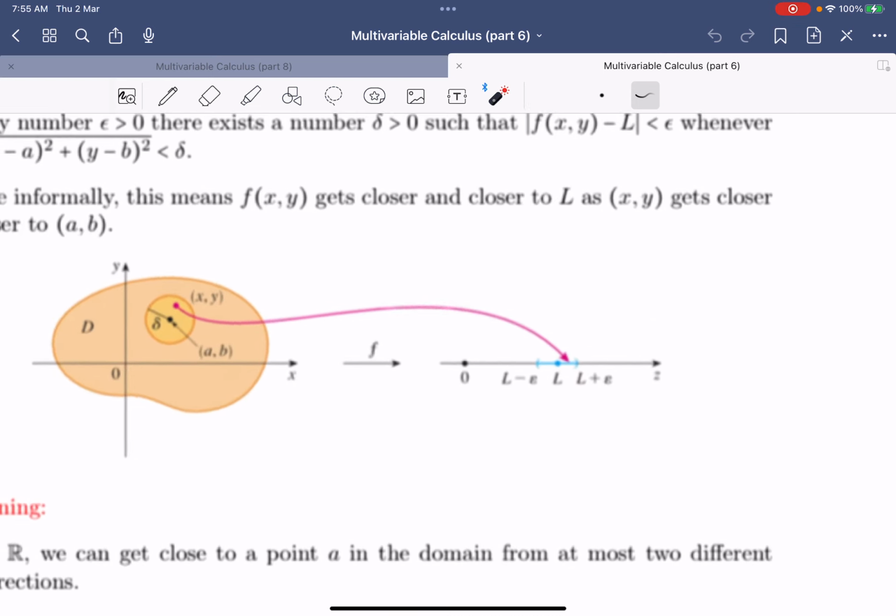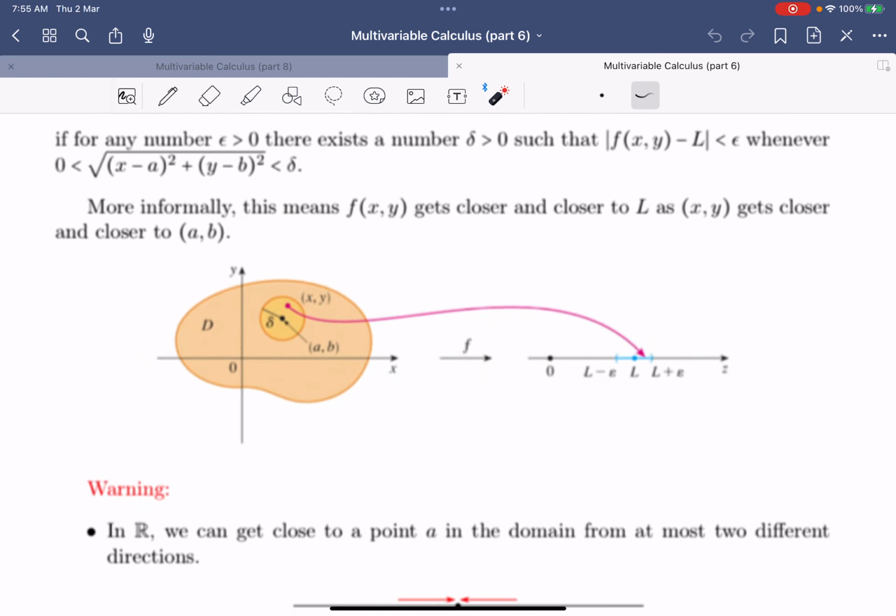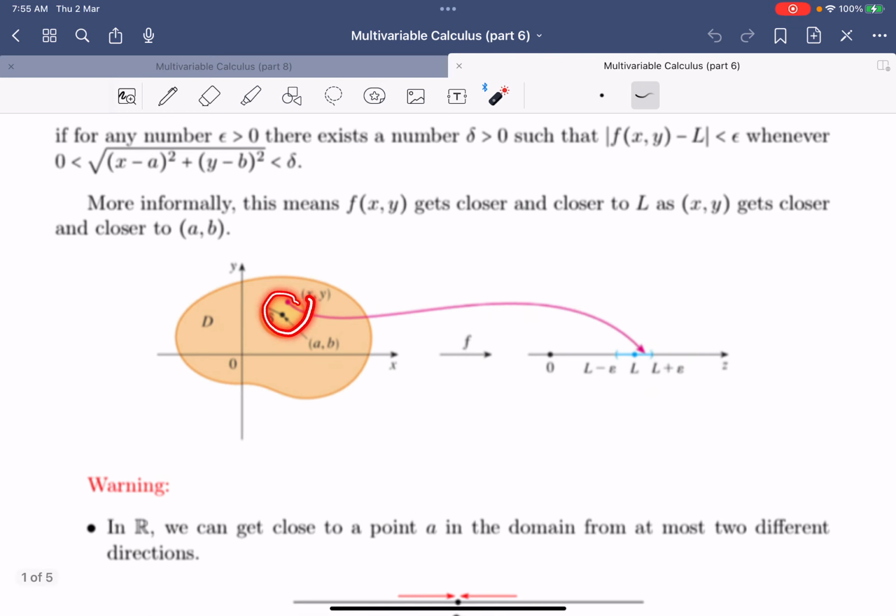If you have watched the video on analysis metric spaces, you will understand that we're just using the general definition of a metric to define this limit. And so it comes as no surprise that we have a disk, and (x, y) is a point in the disk centered about (a, b) with radius delta. Then the function will be within epsilon distance from L.